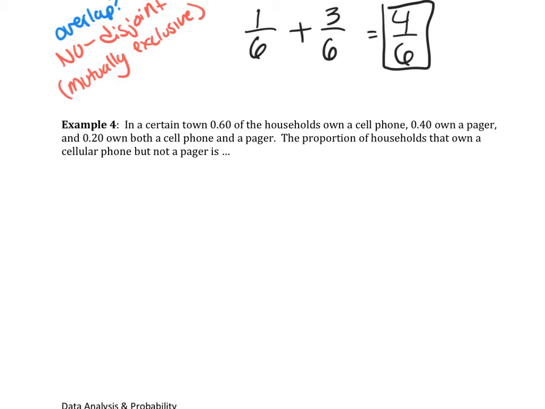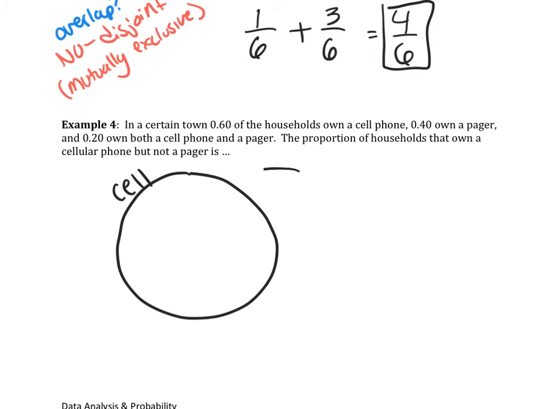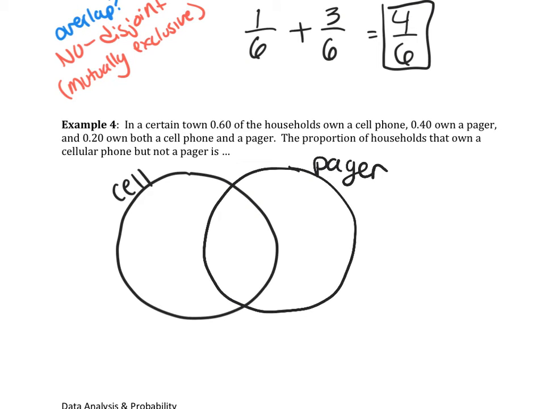So when we have this and we want to find the probability of just one and not the other, so not including the overlap, when I'm not giving you the individual outcomes, like for rolling a die, where you know all the individual outcomes, this is where Venn diagrams can come in handy. You don't always have to use them, but for these problems it's really the one that makes the most sense. So if we have a Venn diagram here, we'll have a cell phone circle and a pager circle. And so in the middle, where the overlap is, it says 0.2 own both, so 0.2 is in the middle.